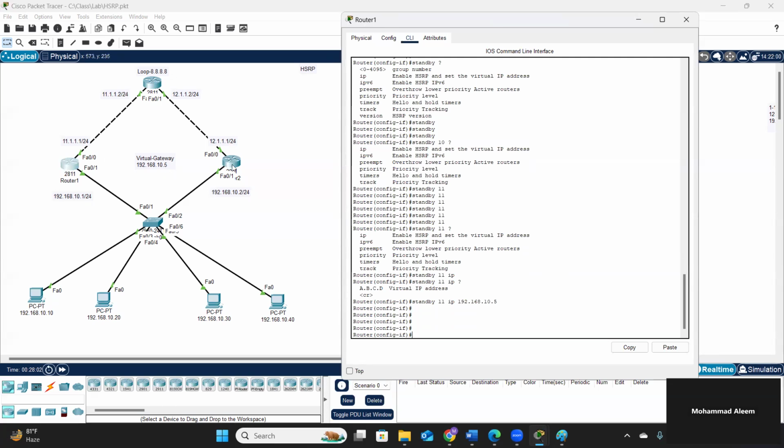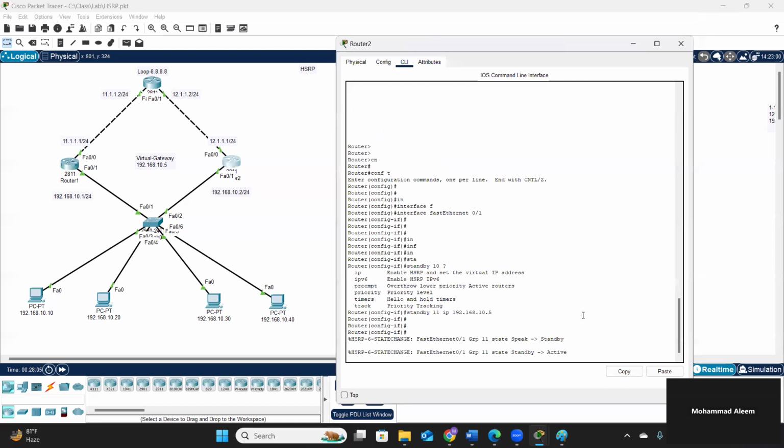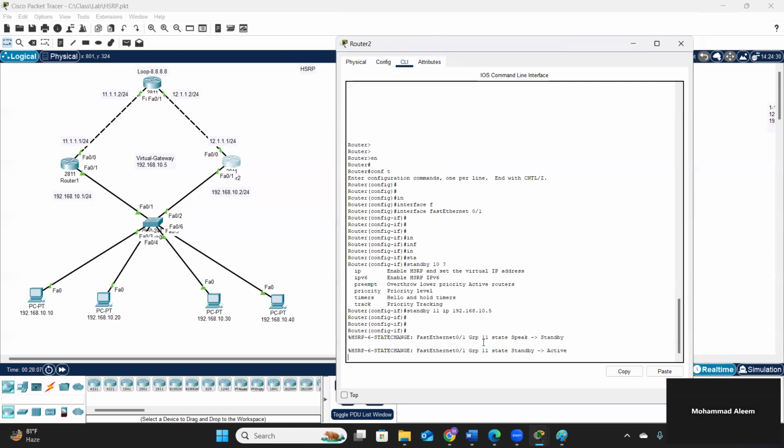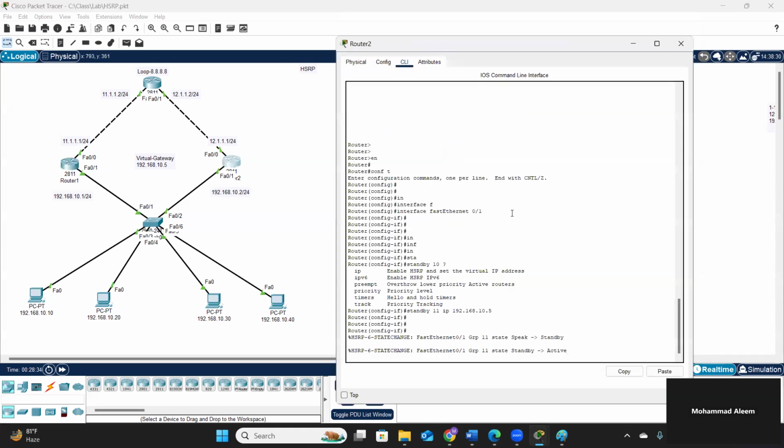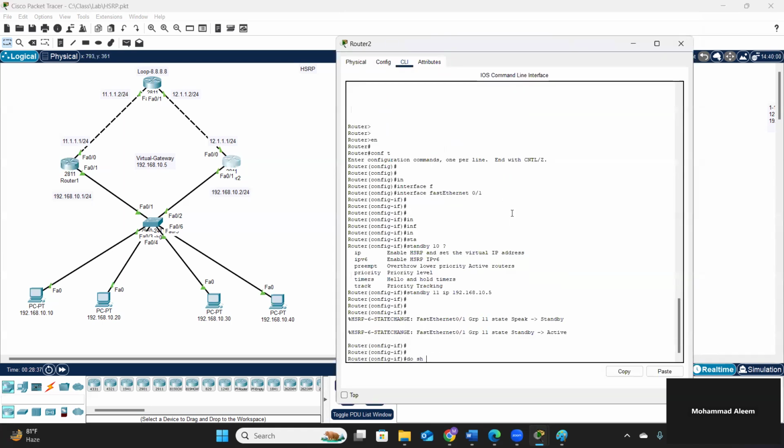So this is router 1 and this is router 2. See, here it is telling group number 11 state is speak to standby and standby to active. So here you can check, first it went to speak to standby and then standby to active. Speak to standby means it is planning to say I am the owner, I am the active router, but it cannot because of the highest IP address. If you want, do show standby.